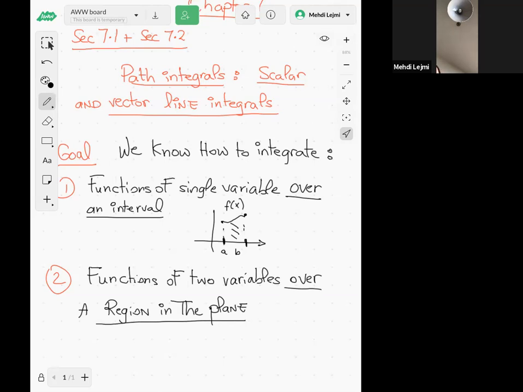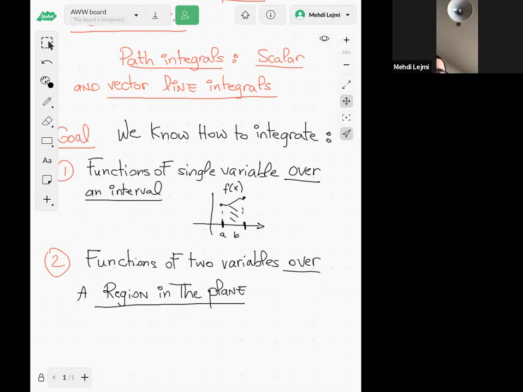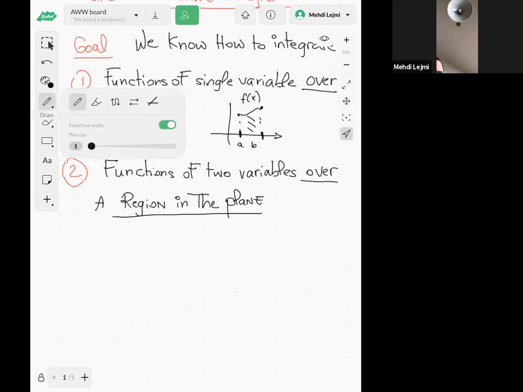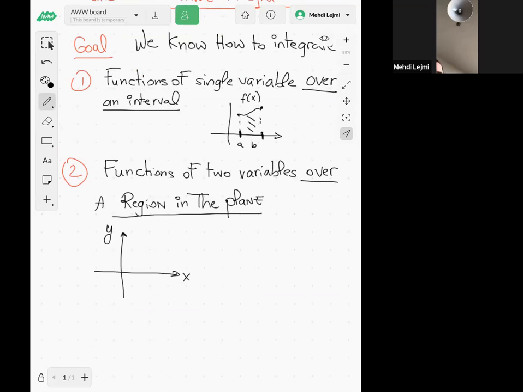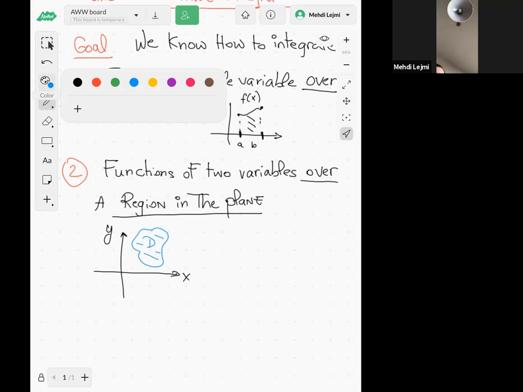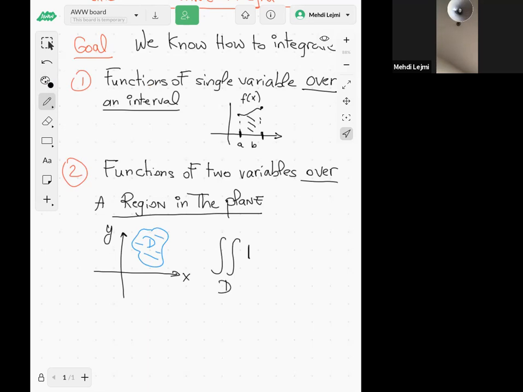Okay, and so we said the main interpretation would be, you have your two variables x and y, right? And you have some region in the plane. So let's say this is my region D, right? And the main interpretation of this integral over a region in the plane is that if you integrate the constant function 1 over D, that would be equal to the area of the region D. Okay, so that's for functions of two variables.